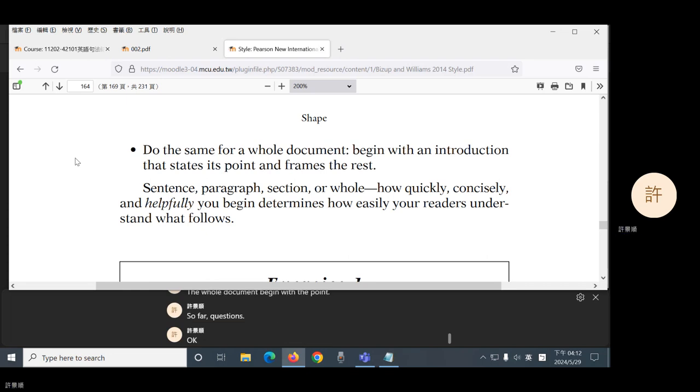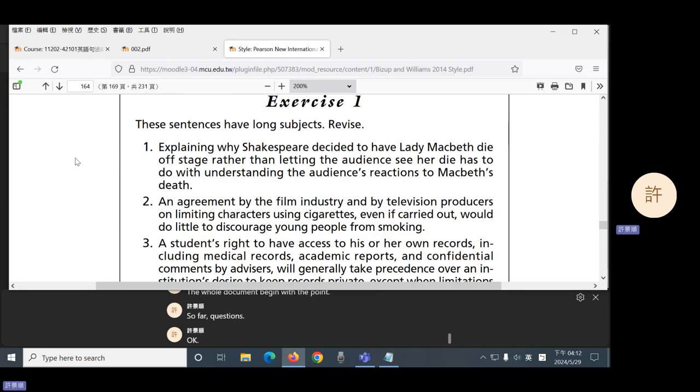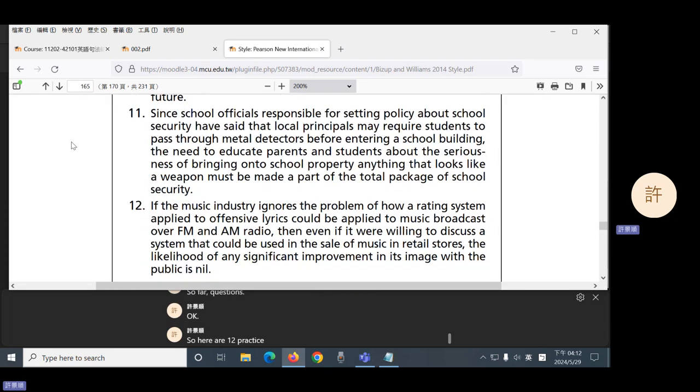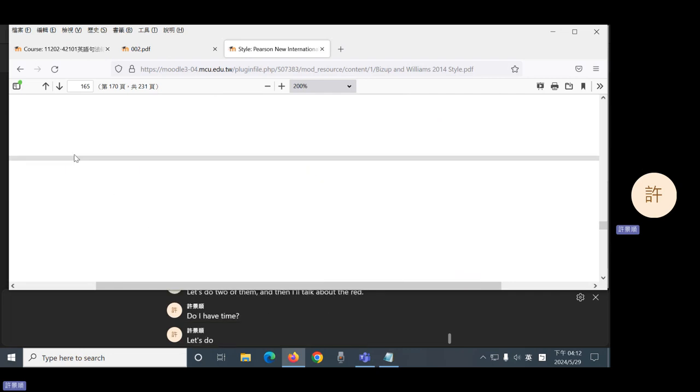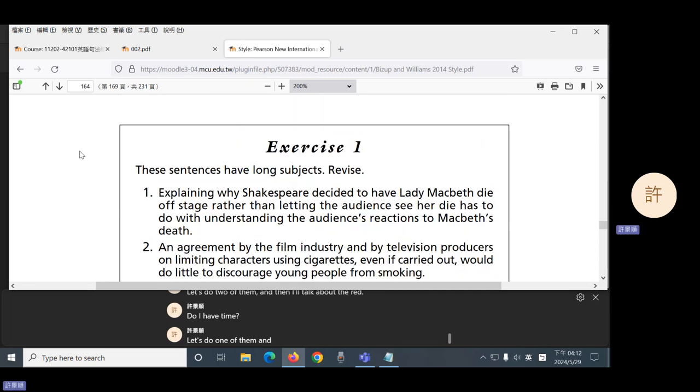Okay, so here are 12 practice questions on your handout. This is page 33, but I don't think we're going to finish all of these questions today. So why don't we do, let's do two of them and then I'll talk about the rest. Do I have time? Let's do one of them. And then I'll keep going, finish these two chapters, and I'll assign the... I don't want to give you homework. We'll see. Let's do one together.